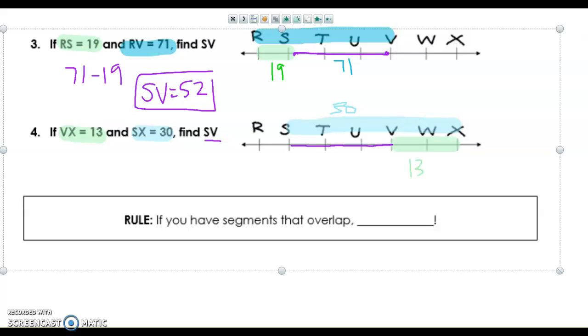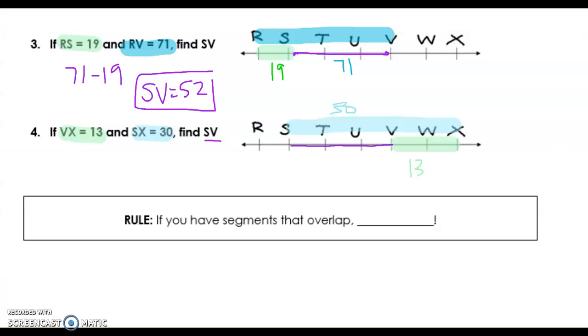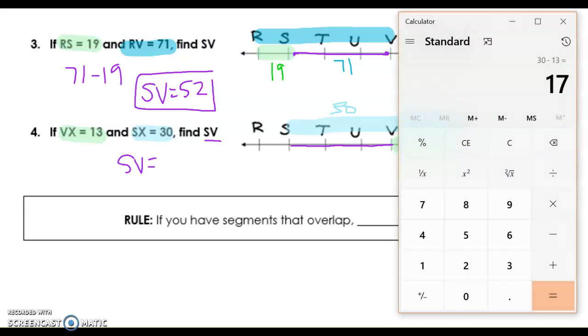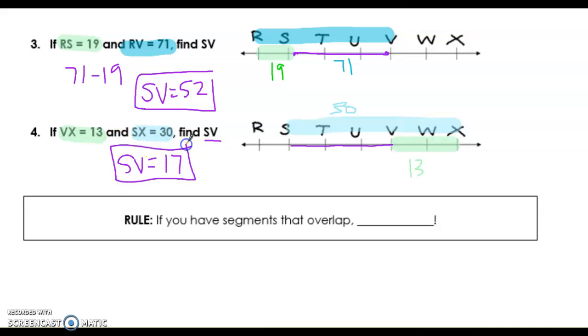So again, labeling is important when we're establishing our answers. It's asking for SV. So in this scenario, SV is, I already forgot my answer there, 17. So the rule: if you take a look at these examples, we have segments or color blocks, since you can see it in color here, that overlap. So for these types of problems, the operation that you're going to use is subtraction. So you would subtract your numbers.